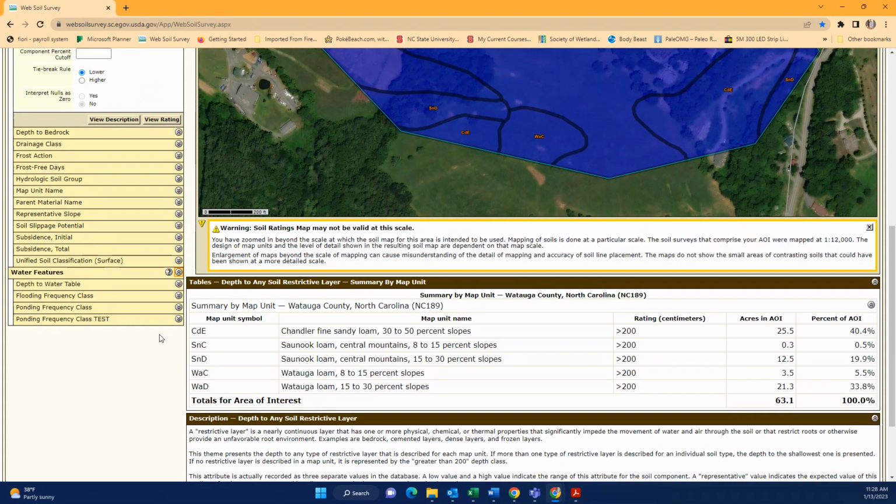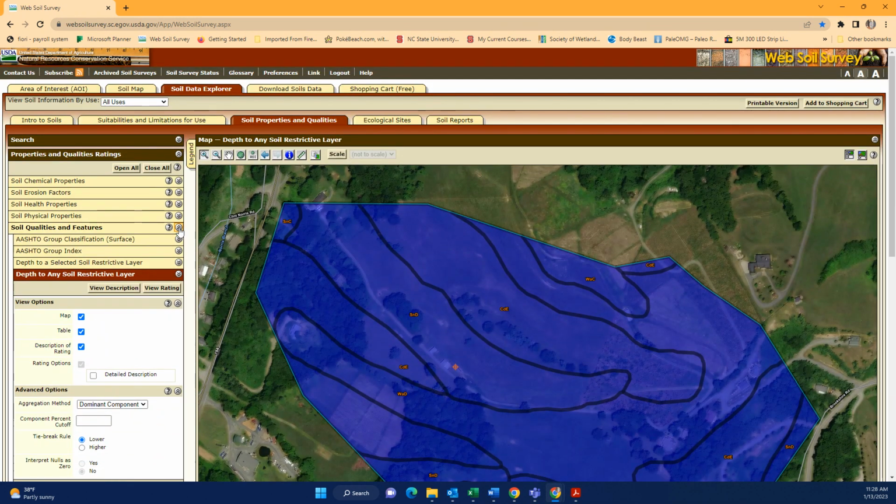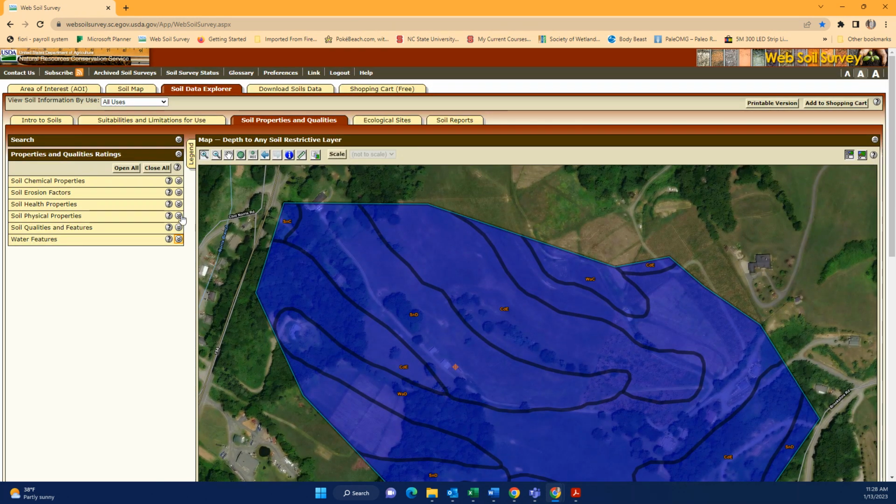Again, you can kind of check the other ones to see is there anything I need to work out. Flooding and ponding, we already found out there wasn't a problem there, but if you were looking for that individually, depth to water table, all that's under water features. We didn't have a problem with that, we saw.